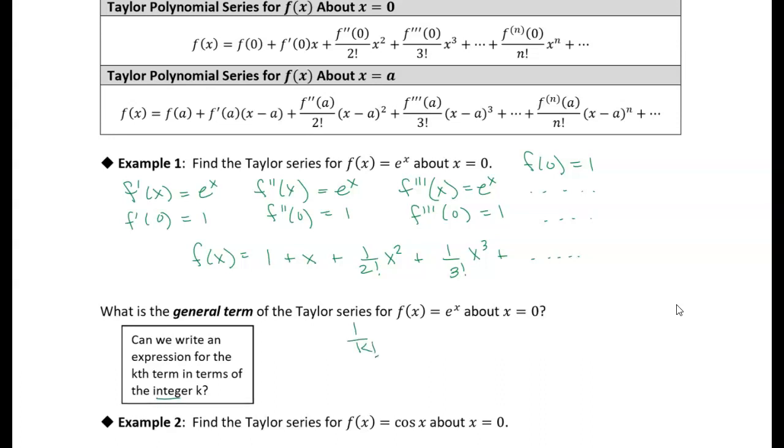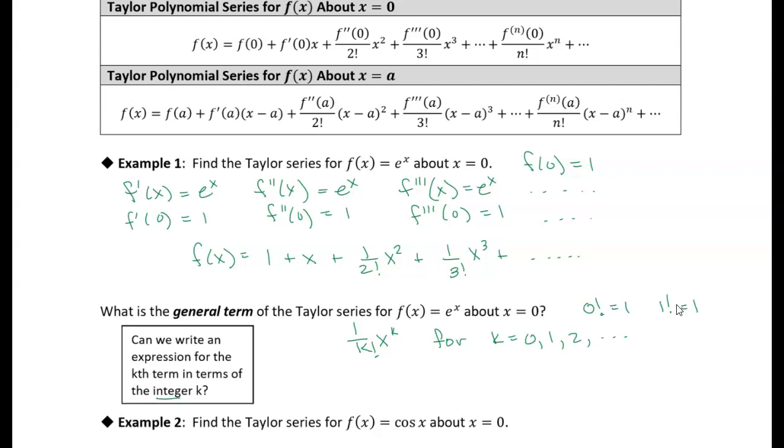Okay, now one thing you have to remember is that 0 factorial is equal to 1, as well as 1 factorial is equal to 1. So if we put in 1 or 0, we're going to get 1 for this term. All right, and then we have x to the k. Now, that works if we start with k equals 0. So this would be the general term for k equals 0, 1, 2, and so on, right?